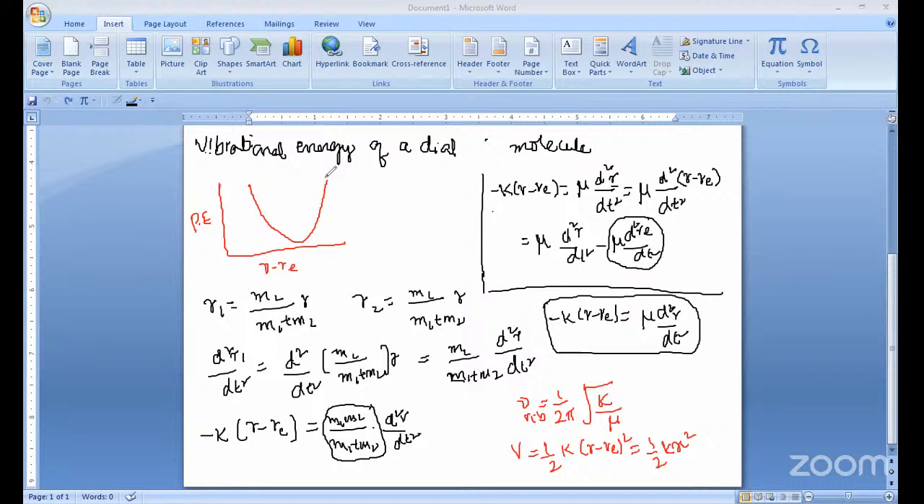So according to quantum mechanics, only certain energy levels are allowed for this harmonic oscillator. That is what we call the zero point energy. In the quantum mechanical treatment, we know that E is equal to h nu. Understand? E is equal to h nu.